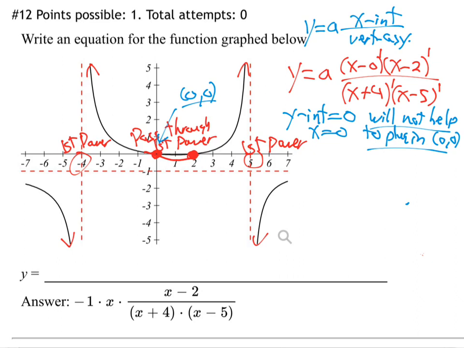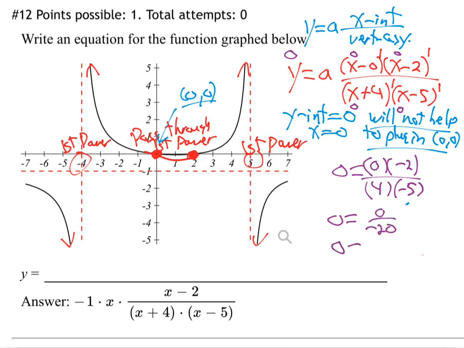If you plugged in y is 0 and x is 0, you would just get 0 equals 0 times negative 2 over 4 times negative 5. That'd be 0 equals 0 over negative 20. That'd just be 0 equals 0. Oh, I forgot the a in the front. I'll put the a in the front. But a times 0, right, this would be a times 0. That would just be 0. You can't solve for a. Do you see that? Plugging in 0, 0 is never going to work.